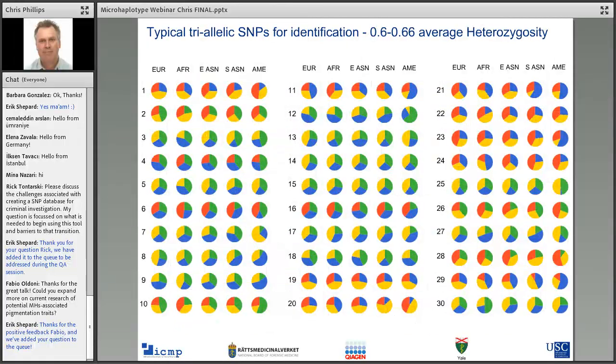Likewise with triallelics, these all have average heterozygosities between 0.6 and 0.66. There are plenty to choose from. They're not always universally informative. So you can see that the Americans tend to have less polymorphism than other population groups because of their population genetics history. But generally, they're quite comparable across population groups. So it's good to include a large number of these.